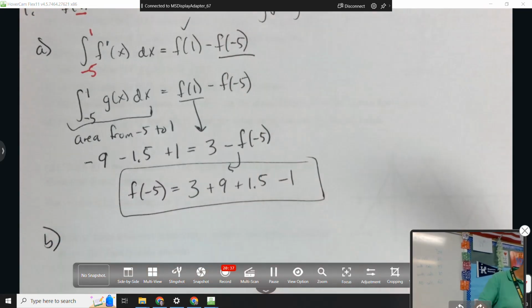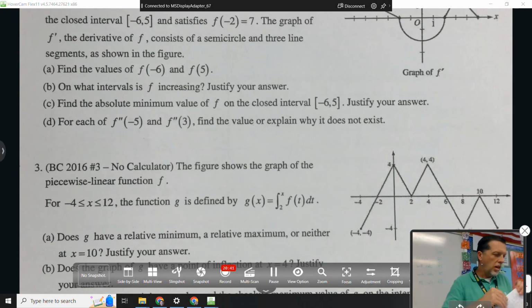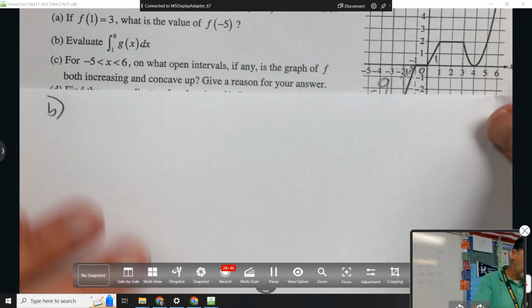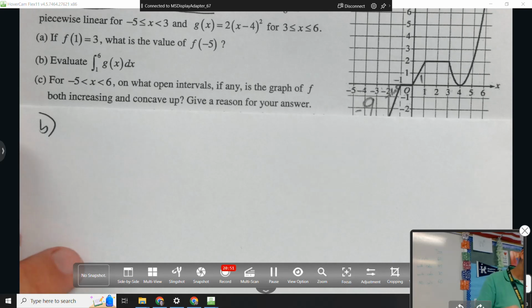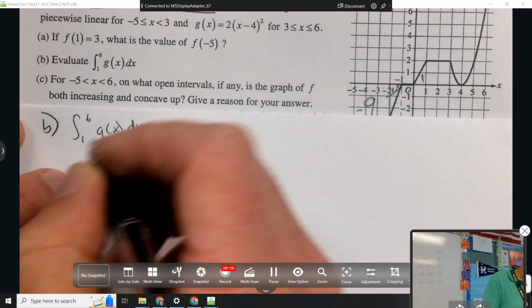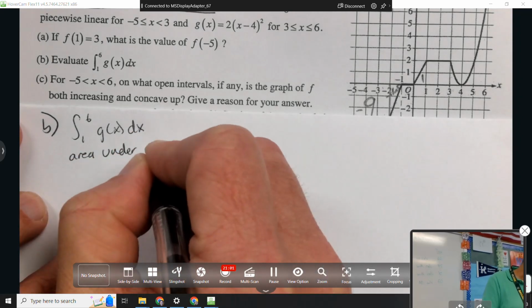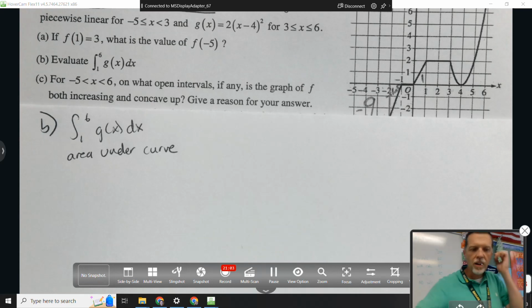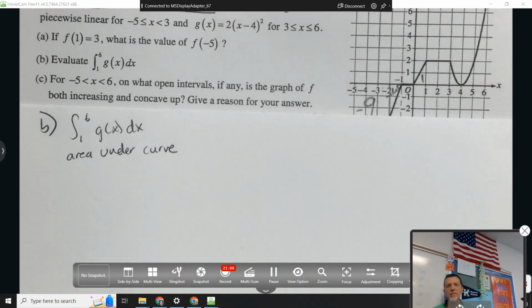Part B. Evaluate the integral from 1 to 6 of g of x dx. Integral from 1 to 6 of g of x dx. Well, my brain's still thinking area under the curve, because that's what we just did. But what's the problem with thinking about area under the curve from 1 to 6, especially?